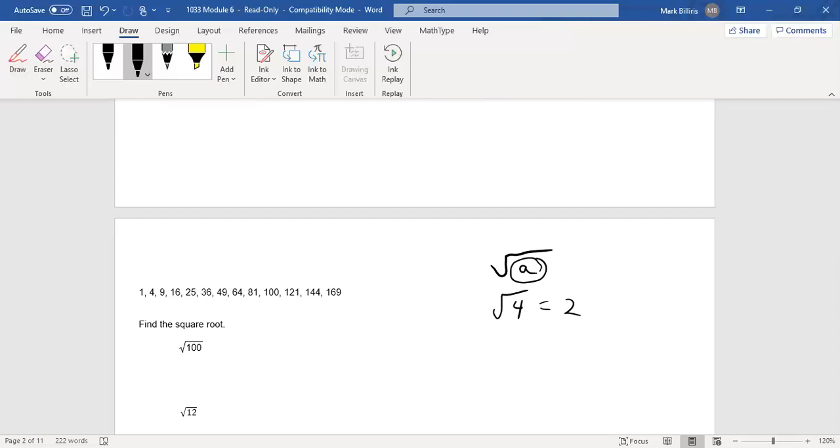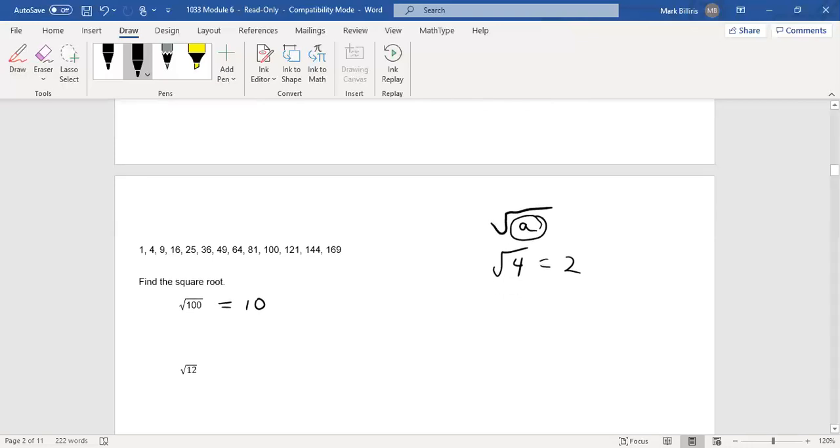Those are all what we call perfect squares. So when I look at the square root of 100 as my first example, what multiplied times itself gives you 100? And the answer is 10. So now when we look at our next example, it's the square root of 12. Well, there's no whole number or integer multiplied times itself that gives you a 12. Some of you may be thinking 6. 6 times 6 gives you 36 and not 12.